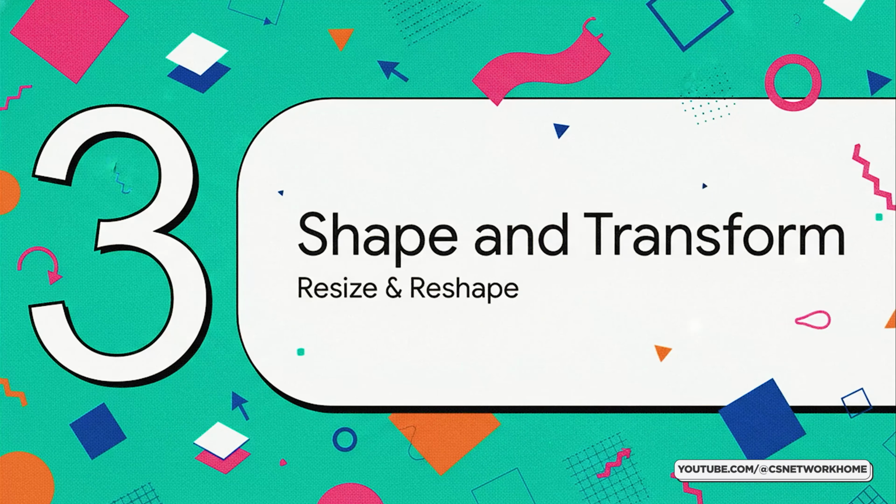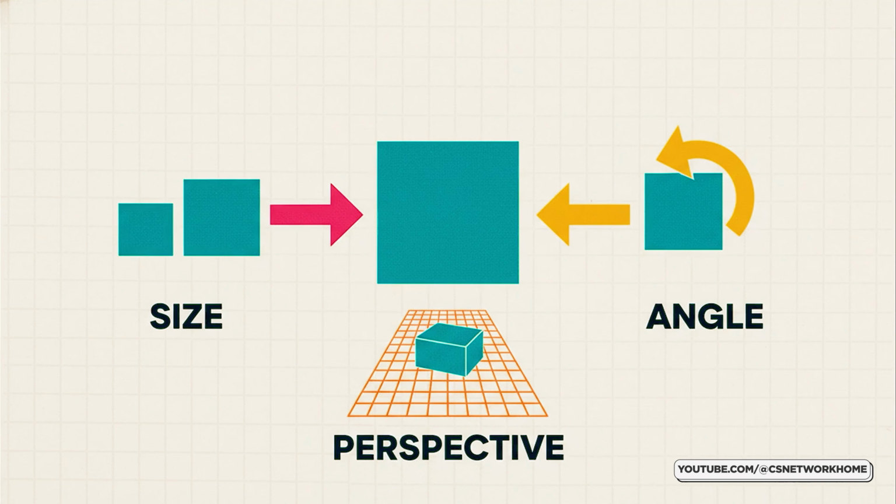All right, so you've made your selection. Now what? Well, now comes the fun part. You can completely transform it. Let's talk about how you can resize, reshape, and reorient pretty much anything. This is where you can really start bending the image to your will. We're talking changing the size, tweaking the angle, even faking a 3D perspective. It's all about making elements fit perfectly into your final vision.